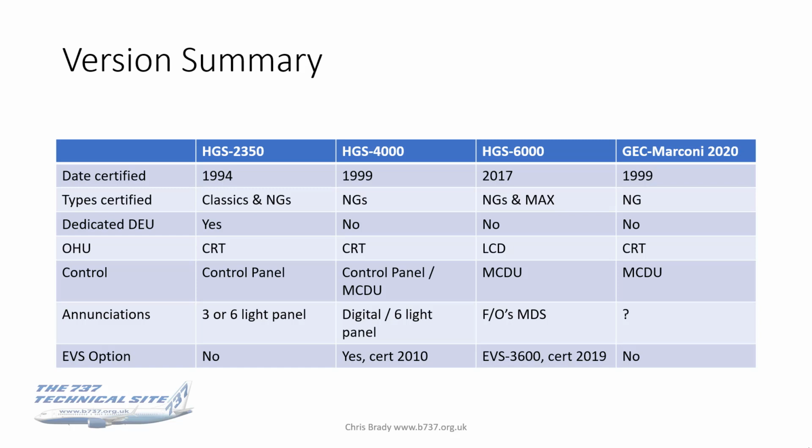The only one I'm not familiar with, because I've never flown it, was the GC Marconi 2020. I don't know what they have in the way of an Annunciator panel. I'm sure they have one. I'm sure it's similar, but slightly different to the Collins one. But I haven't seen it. Again, any of you out there flying this aircraft, send me a photo of the Annunciator panel. For that, I would really appreciate it.